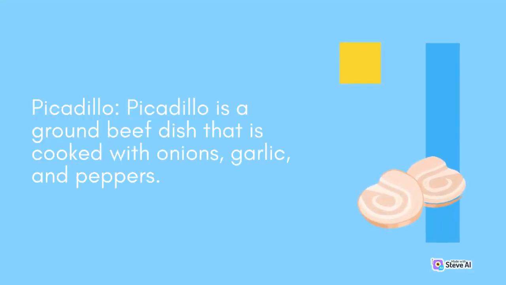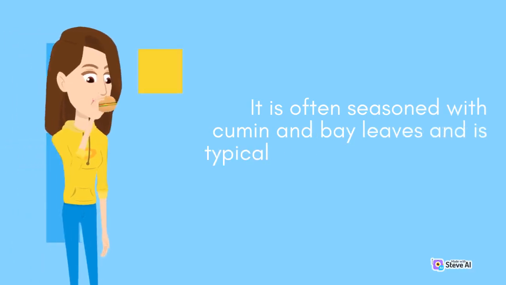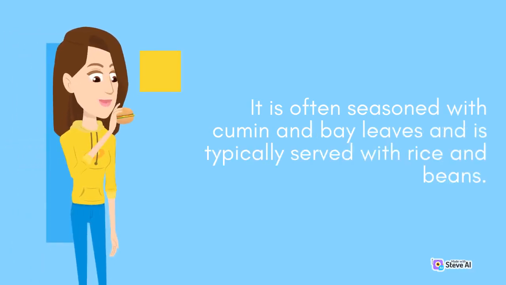Picadillo. Picadillo is a ground beef dish that is cooked with onions, garlic, and peppers. It is often seasoned with cumin and bay leaves and is typically served with rice and beans.